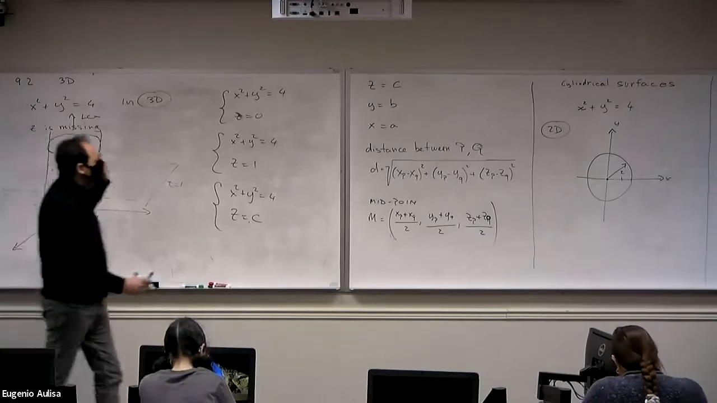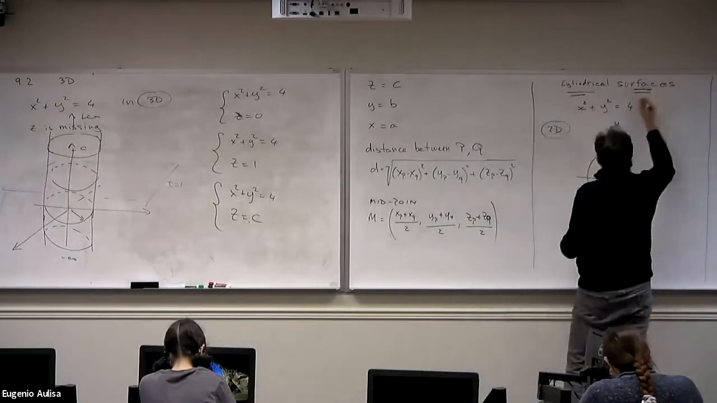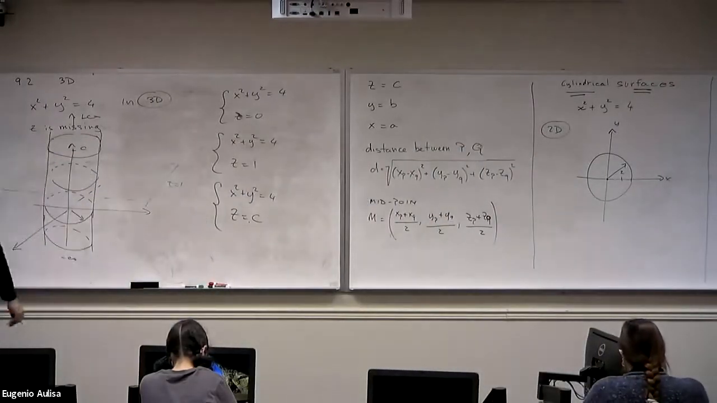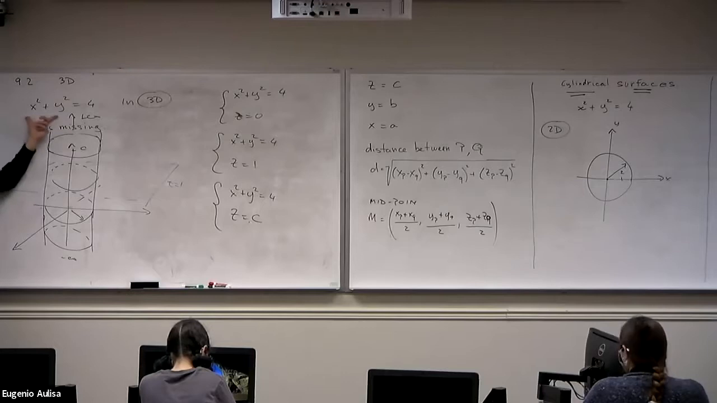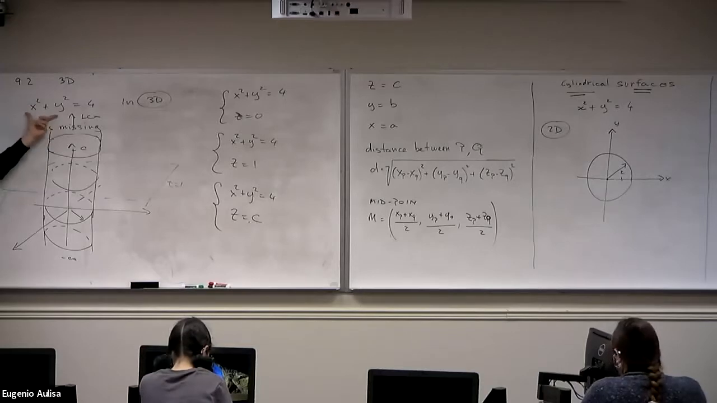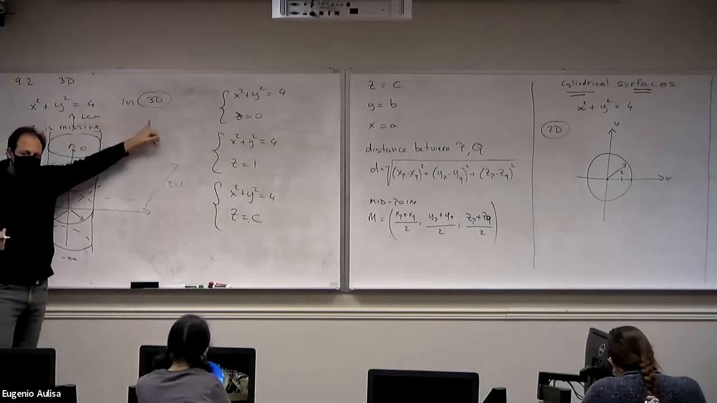So, a cylindrical surface. What is a cylindrical surface? A cylindrical surface is one equation in 3 dimensions where one or more than one unknown is missing. Okay, so we recognize that this is a cylindrical surface. Why? Because z is missing and we are in 3D.